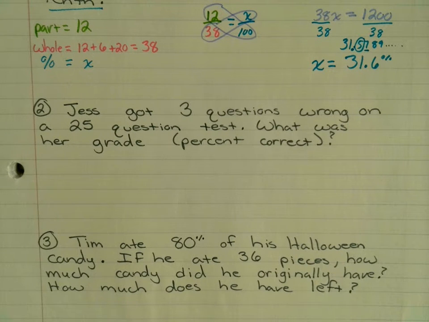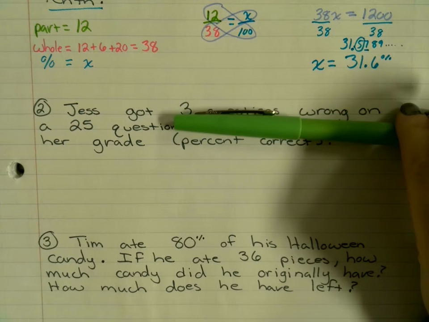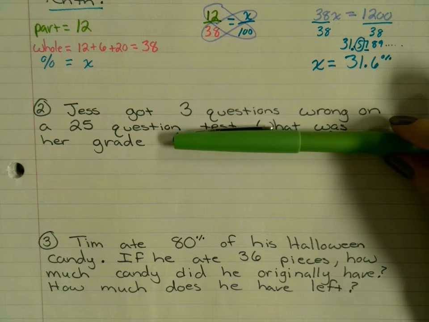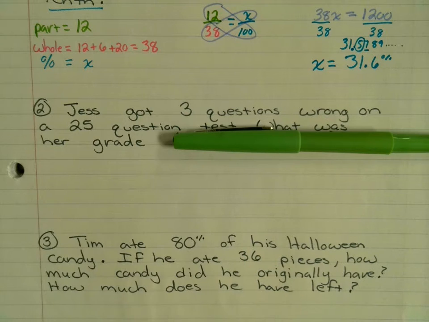So in years past, when I used to post this question, I didn't include percent correct as part of the question. I always just wrote, hey, what's her grade? And I can't tell you how many times people would tell me that they're going to set it up as 3 out of 25 equals x over 100. And then they would find that their percentage was 12%. So they're like, oh, her grade was 12%. If you only missed 3 questions on a 25-question test and you're telling me your grade is 12%, I think you lost a lot more than just 3 questions. So you need to make sure that you're thinking through these situations, okay?